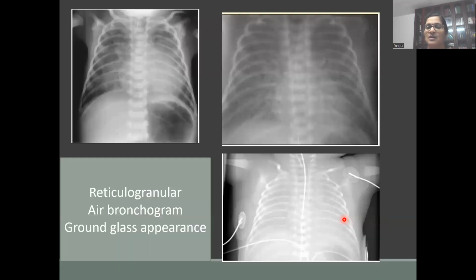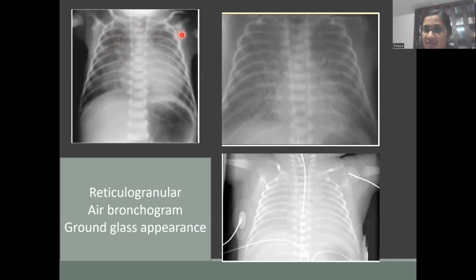So in this slide, we are seeing a few X-rays, radiological features of respiratory distress syndrome of a preterm baby. Now, the X-ray picture can vary. The most common picture is a low volume lung with reticulogranular opacities.